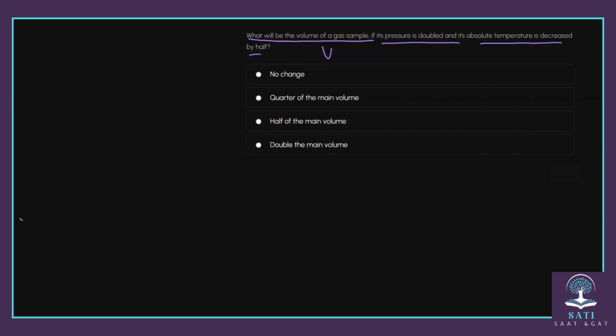And since we have these three quantities in the same question, and all of them are changed, no one of them is constant here, in this case we are talking about the combined gas law. What is the combined gas law? It is P1 V1 over T1 equals P2 V2 over T2.